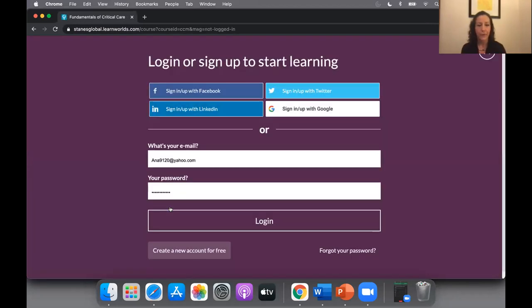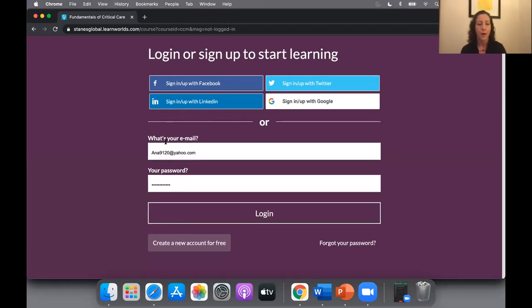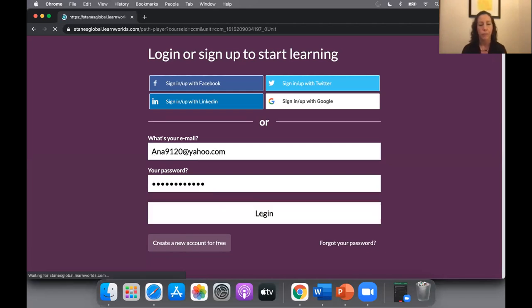You can see that it asks you to sign in. Anyone can create an account. It's free. It's open access. All you have to do is create a new account. And you can see I already have an account and it remembers me. But to create a new account, you just click on this button here in the lower left hand. And that's how you will create a new account. Once you've created your account, you enter email and password, and then you can log in.